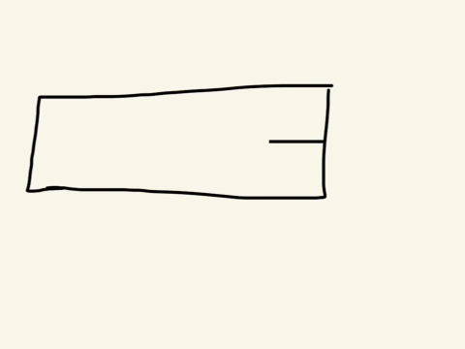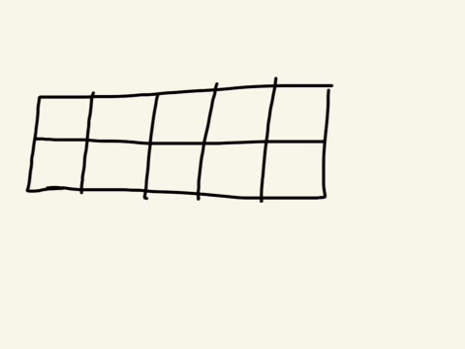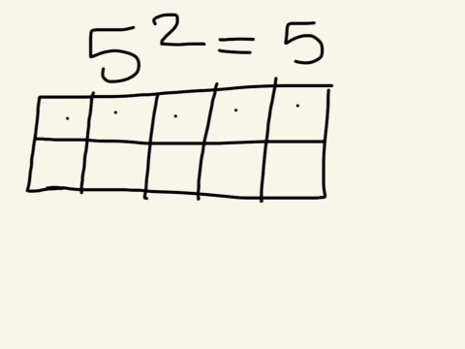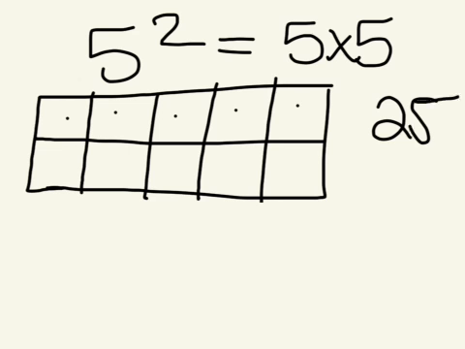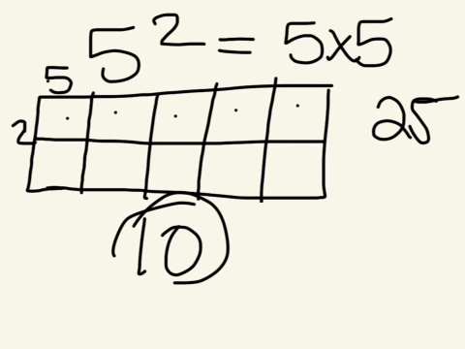So, another drawing. If I had this, this is 1, 2, 3, 4, 5. Does this properly represent 5 squared? No, it doesn't, because we know that 5 squared is 5 times 5, which is 25. And are there 25 squares there? No, there's not 25 squares, there are only 10, because this is a 5 by 2. 5 times 2 is 10. So no, this is not a perfect square.